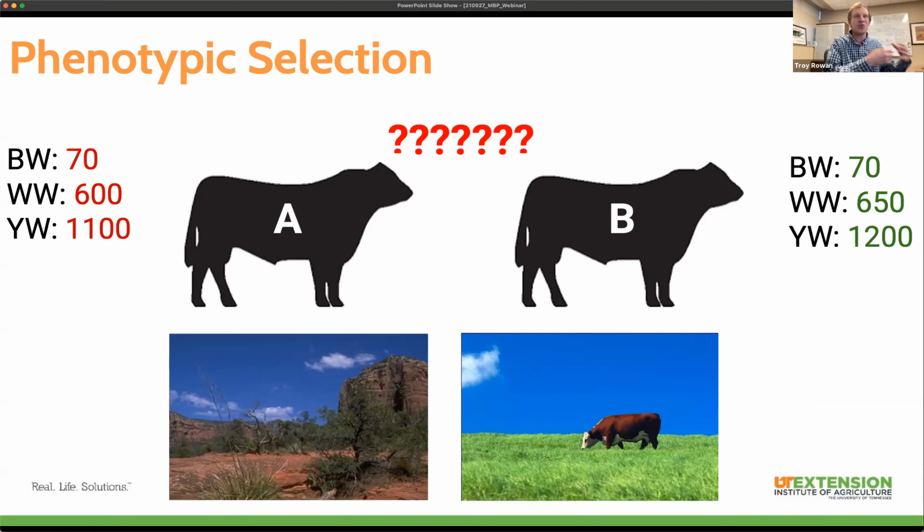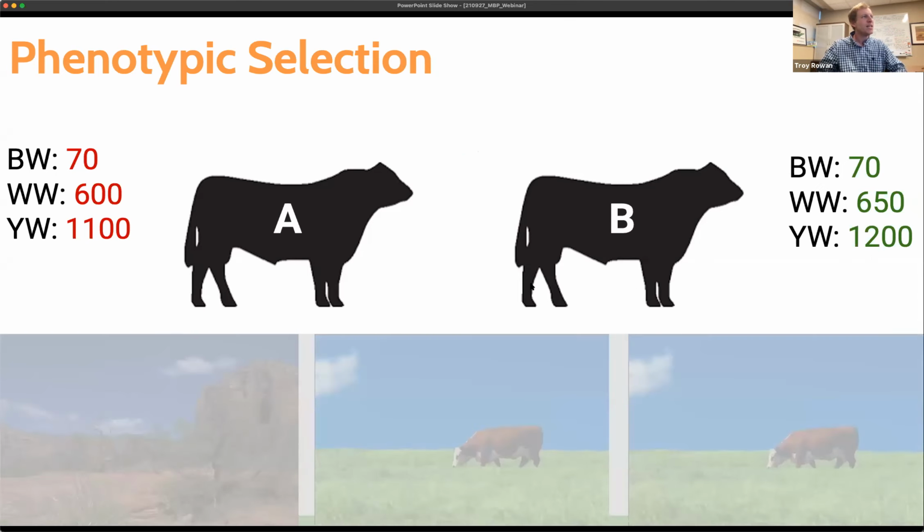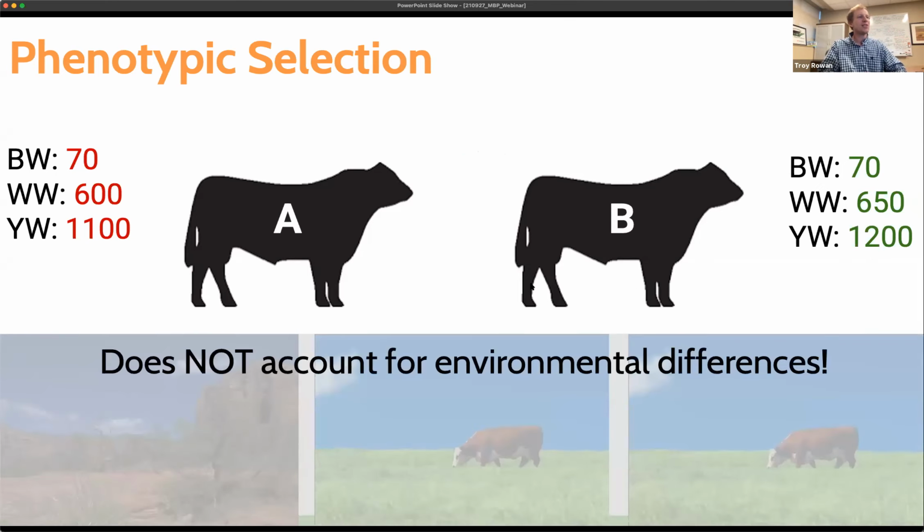His mother was maybe stressed nutrient wise as well, whereas this bull B is out grazing that Middle Tennessee tall fescue. His mother was pouring the milk to him. It gets harder to disentangle whether these differences in phenotype are due to this bull's genetics, that he's actually genetically superior, or if they're just due to the fact that he was raised in a more favorable environment than this other bull. So as we think about phenotypic selection, we're not accounting for environmental differences.